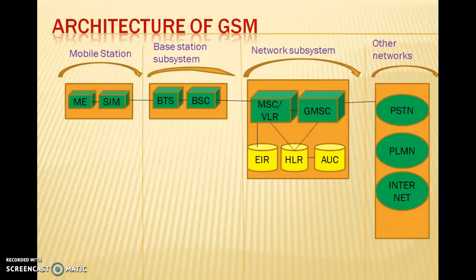I have also mentioned that there is an OSS, that is Operation Support System, also known as the operation and maintenance center, which is used to monitor and maintain the performance of each mobile station, base station controller, and mobile switching center within the GSM system. The OSS, Operation Support Subsystem, has three main functions. We'll see the functions of the Operation Support System.